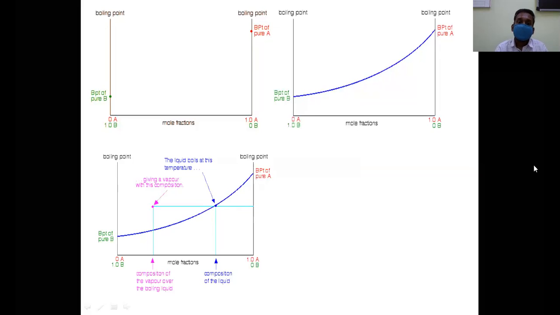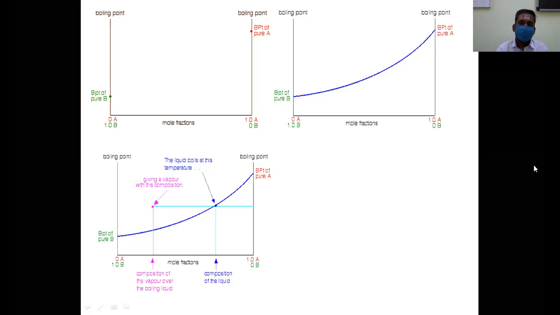Sorry. The next curve requires a bit of concentration from your side. Now, let the liquid of some composition boil. Okay, fine. You know the composition of the liquid, right? What is the percentage of A in that solution? What is the percentage of B in the solution? You know the composition of the liquids in the solution.